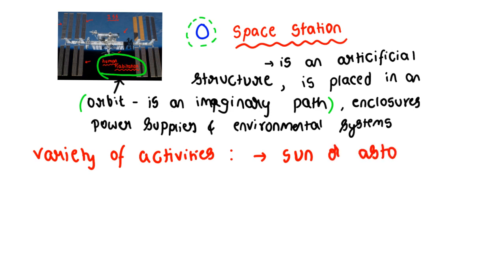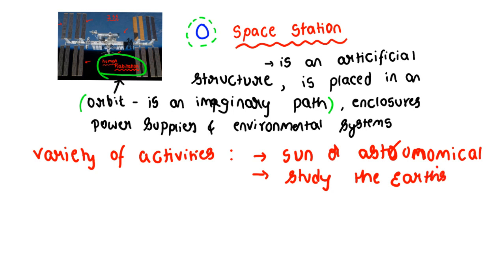Clear? Observing any celestial body or astronomical objects that are suspended in space, or it is also used to study the earth's resources. Are you getting the importance of these space stations? Space stations are used to observe the sun or any other astronomical phenomena or objects, or to study the earth's resources. Earth's resources are generally studied over here.